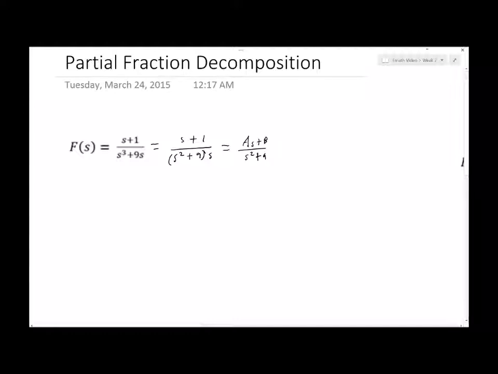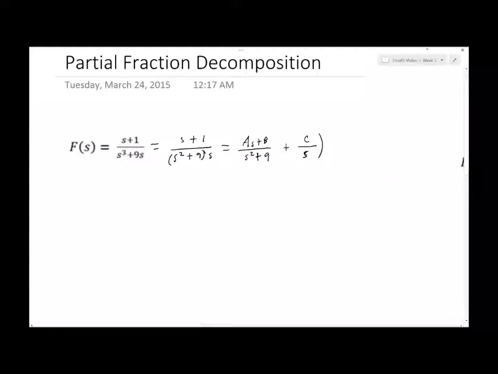Now this is one of those rules. If you have a polynomial you can't factor, like s squared plus 9, it doesn't have real roots, it has complex roots, so we have to put as plus b on the top. That's what happens if you have a polynomial denominator that cannot be factored. But for other things, we just have one variable over the other one. So c over s.